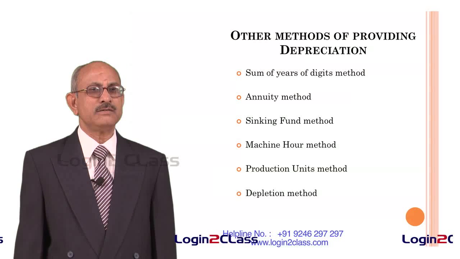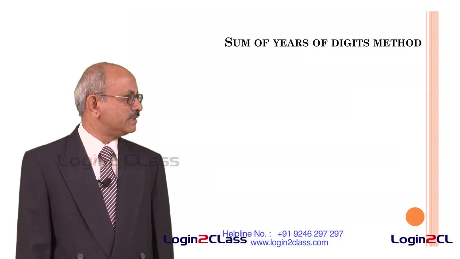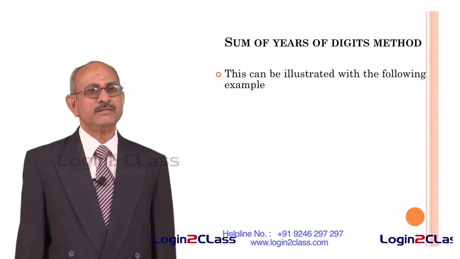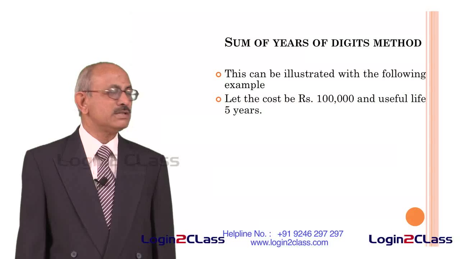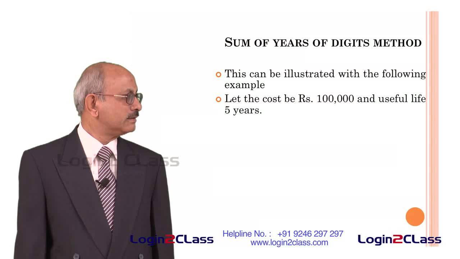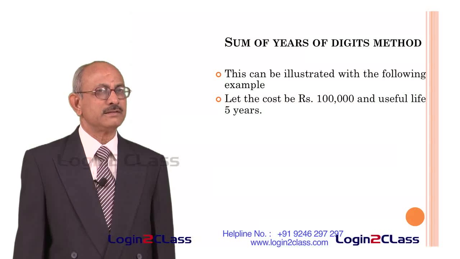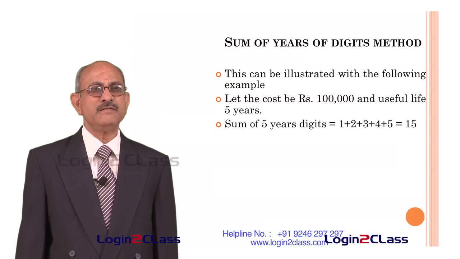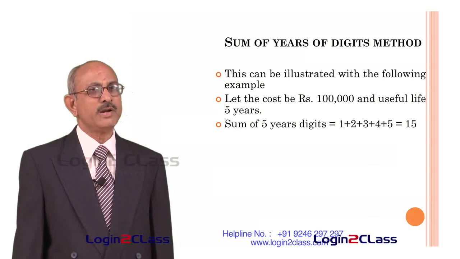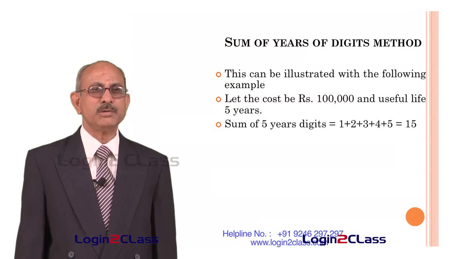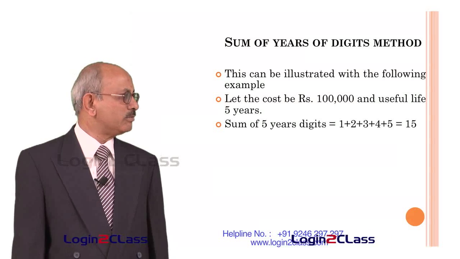To illustrate the sum of years of digits method, this can be illustrated with the following example. Let the cost be rupees 1 lakh and the useful life of the asset be 5 years. So, in this case, the sum of the 5 years' digits will be, we have to add all the years: 1 plus 2 plus 3 plus 4 plus 5, which will become equal to 15.